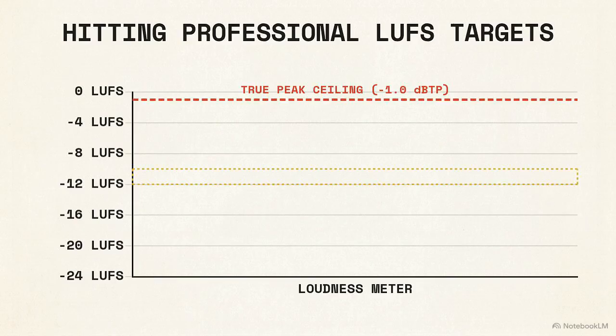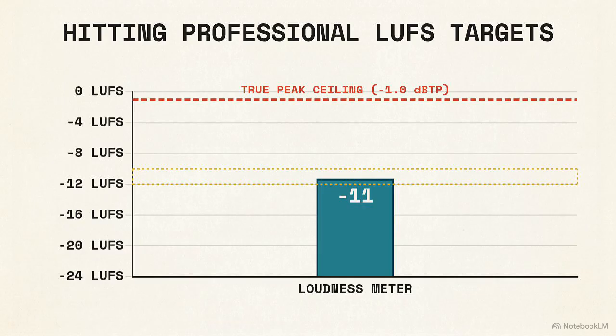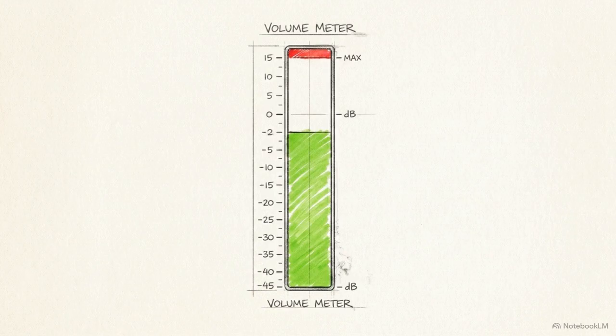Looking at this loudness meter, we can see the process of pushing the gain into that limiter. You raise the input until the overall integrated loudness hits the professional target of -10 to -12 LUFS. This specific ratio between the limiter ceiling and the LUFS meter allows the track to reach professional volume standards while keeping the peaks under control.